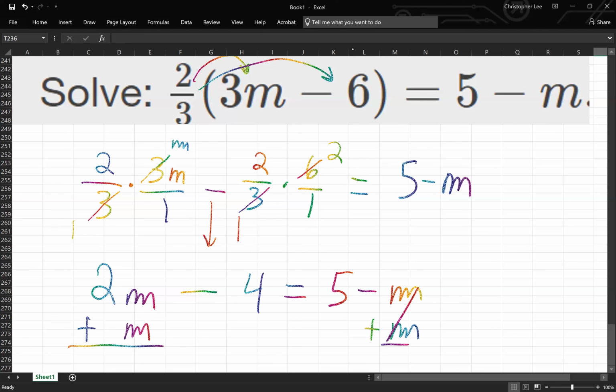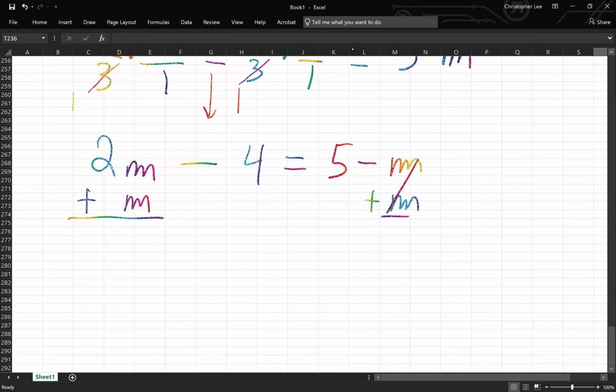That's what I wanted to hear. So now 2m plus 1m becomes what? 3m, good. If I'm not mistaken, that's the company that makes tape. All right, so 3m minus 4 is equal to 5. What should I do next? Exactly. I'm going to add 4 over here, and what I do to one side, I have to do to the other.